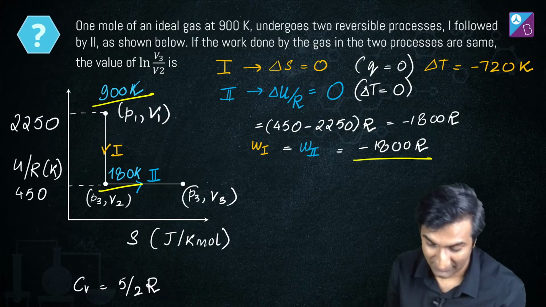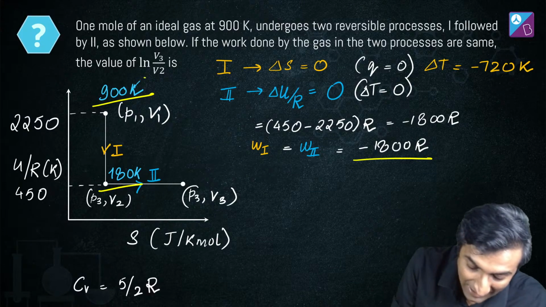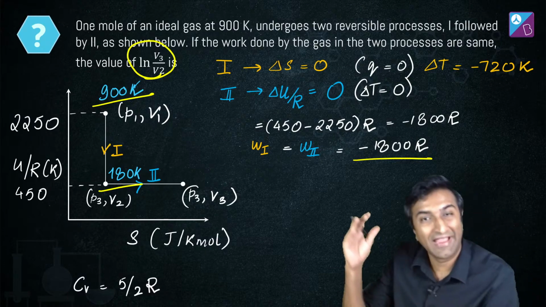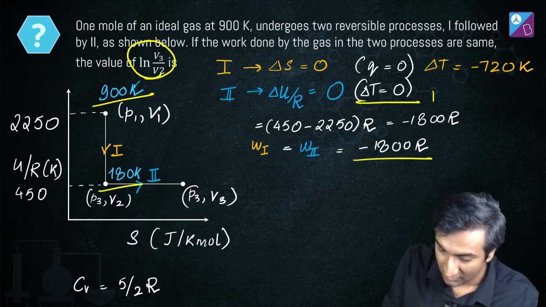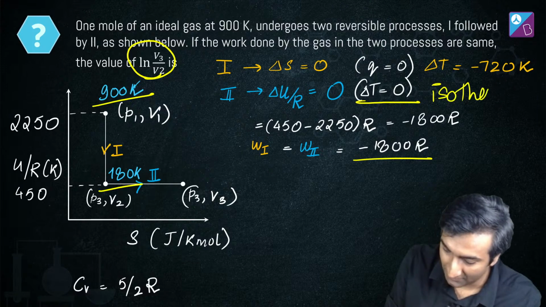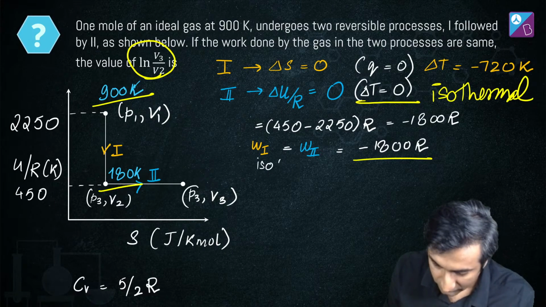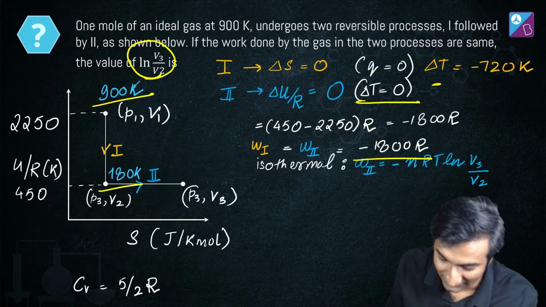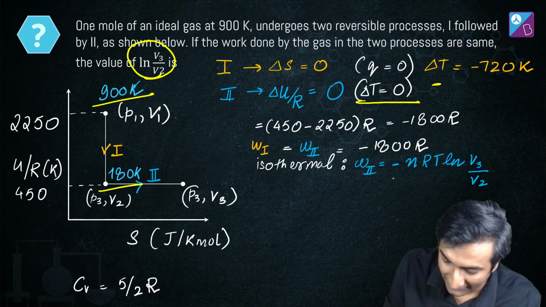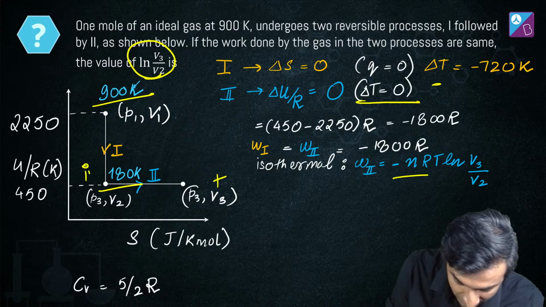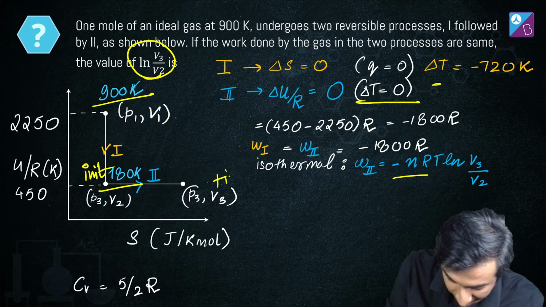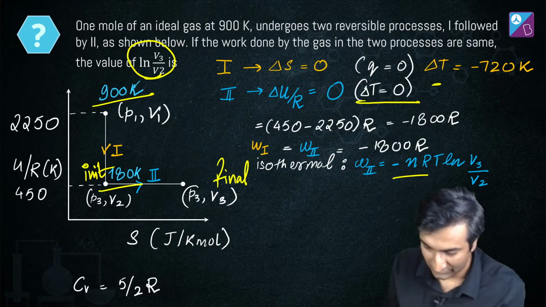negative 1800 R. Okay. And here you will get ln V3 by V2. अब आएगा लॉग का मजा. क्यों? क्योंकि this is isothermal. अरे फिर से मैंने लिखा था. ठीक है, ditch. So work 2 is going to be equal to minus nRT ln V3 by V2. Why V3 by V2? This is final, this is initial. Okay, final and initial. ठीक है.